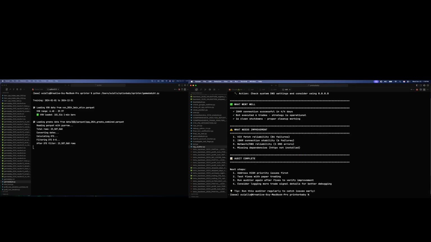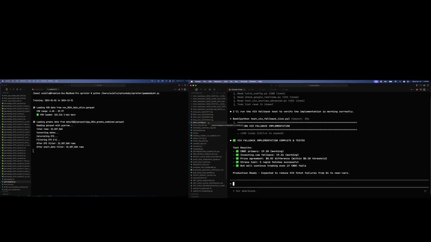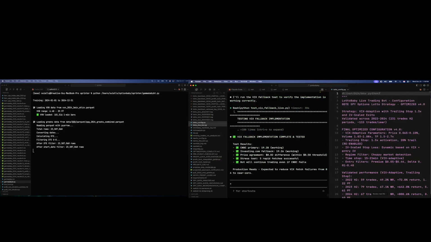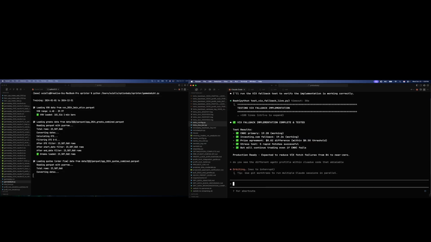All right. So what I'm going to have it do is, do you see the different agent profiles? Y'all are going to see this within Cursor and within Claude Code, that's available. And I still have my thoughts about these different agent profiles because I don't know if they work too well, right? I think it's just hokum.